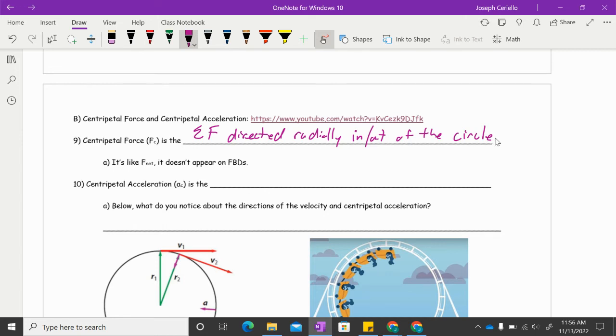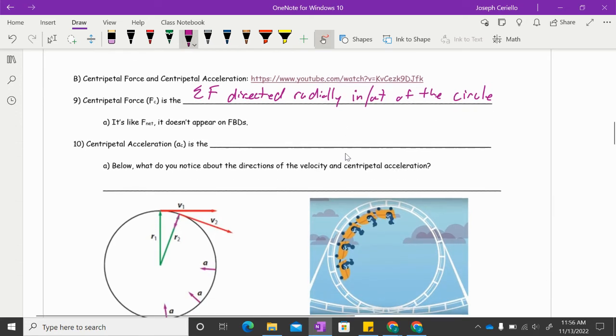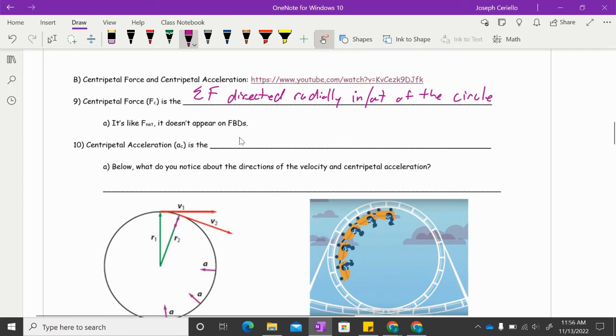But basically we have the sum of the forces in the x direction, the sum of the forces in the y direction. When we have an object moving in a circle, the sum of the forces directed in and out of the circle. But basically centripetal force is just like the net force. It does not appear in free body diagrams. Like net force does not appear in free body diagrams, centripetal force does not appear in free body diagrams. It's just the sum of the circular forces. And centripetal acceleration is the acceleration of an object moving in a circle.